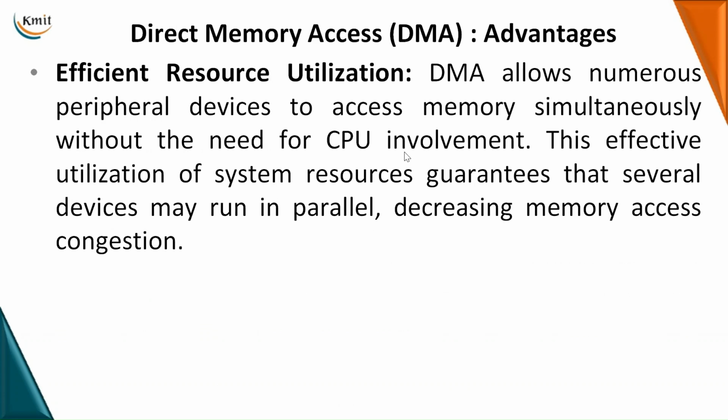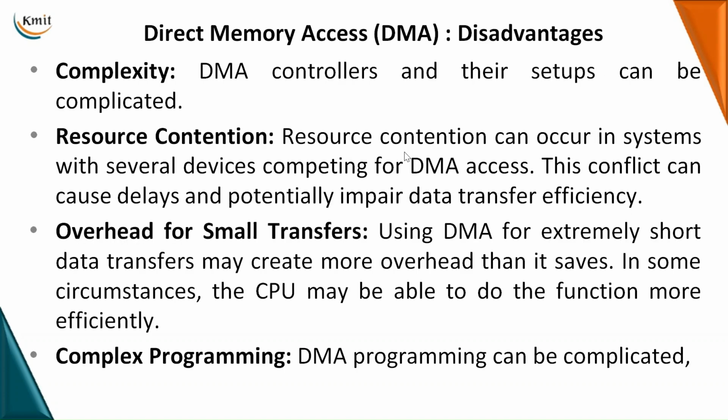Four is efficient resource utilization. DMA allows numerous peripheral devices, more and more of which are connected to a DMA, to access the memory simultaneously without the involvement of the CPU. This effective utilization of resources guarantees that several devices can run in parallel, decreasing memory access congestion. So that is one more advantage of direct memory access.